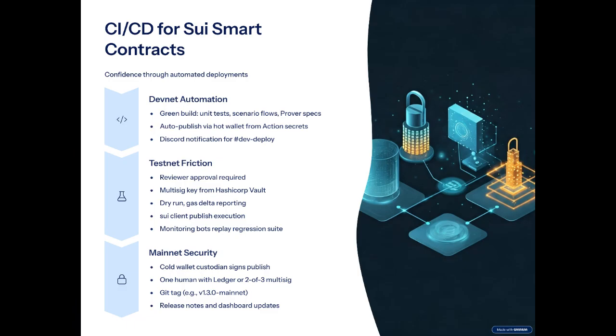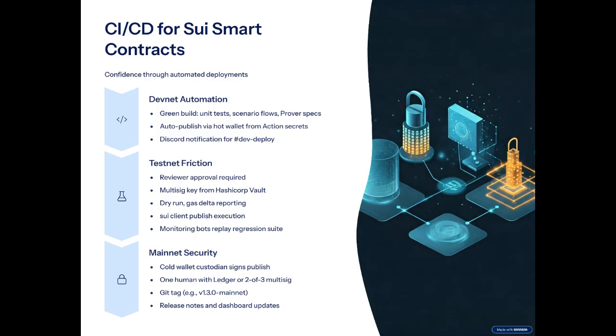CI/CD in Web3 is about confidence propagation. A green build means your unit tests, scenario flows, and prover specs all hold. The pipeline then auto-publishes to DevNet using a hot wallet seated in Actions secrets. Cheap tokens, no risk. A Discord webhook pings #devdeploy.